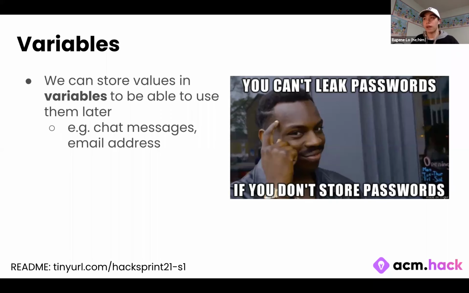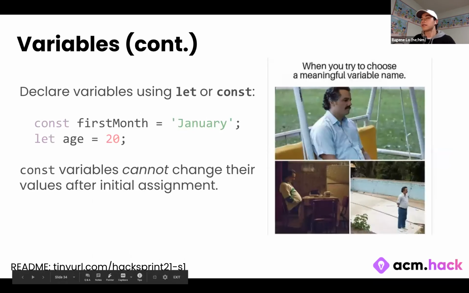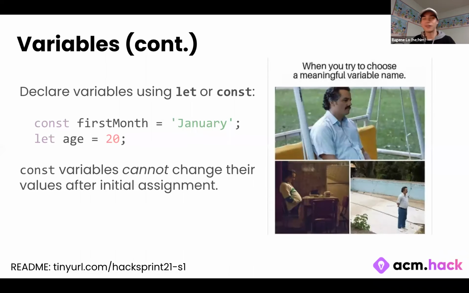The way we use variables is we store values, which we've seen before, into variables to be able to use them later. Some use cases when you're developing an app could be you want to save chat messages into a variable, or you want to save your email address in a variable, because you always want to reference back to the email address to make sure your user is logged in. In JavaScript, there's two ways of declaring variables. There's actually 3 ways, but let's pretend there's 2. We can declare variables using let or const.